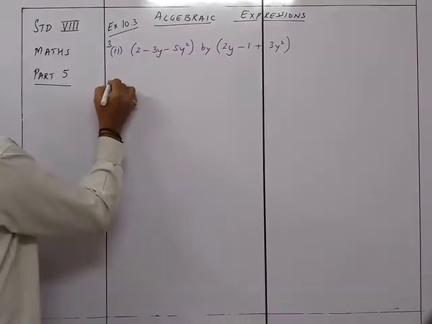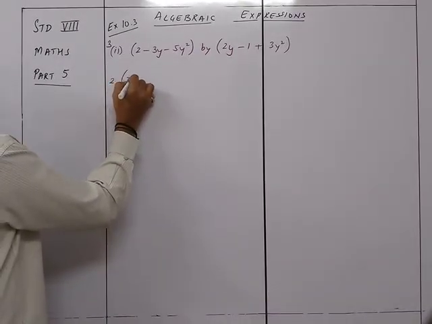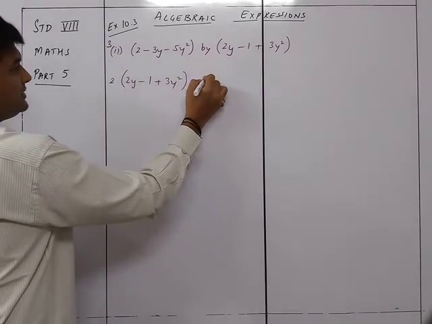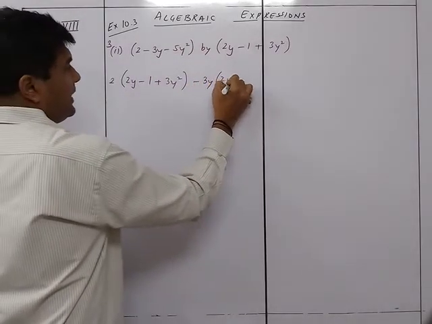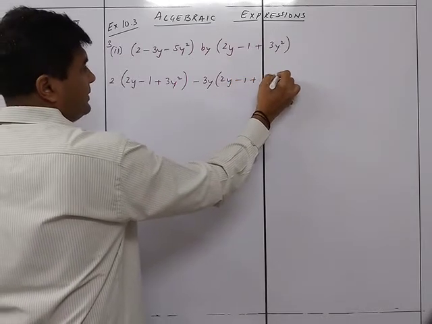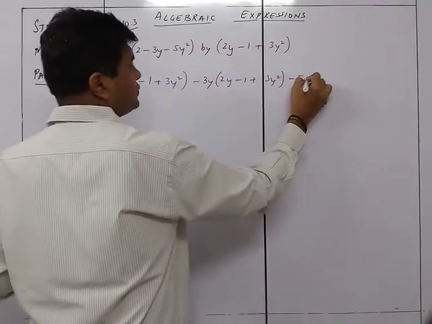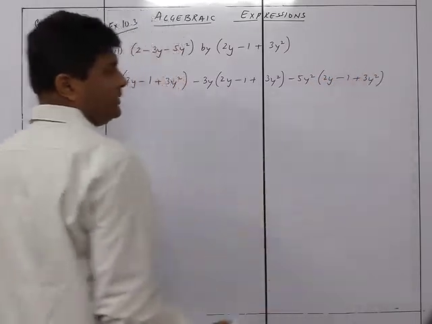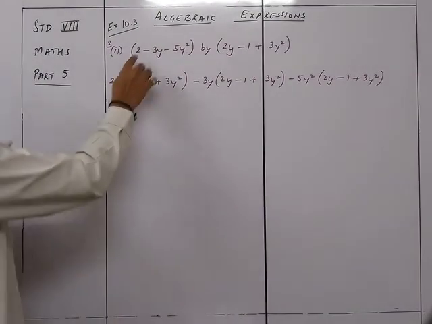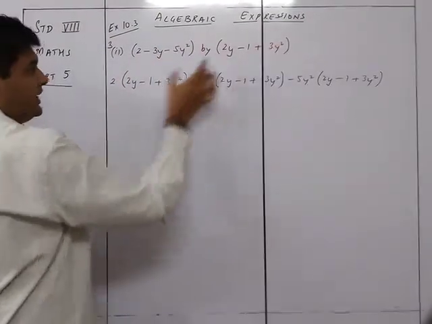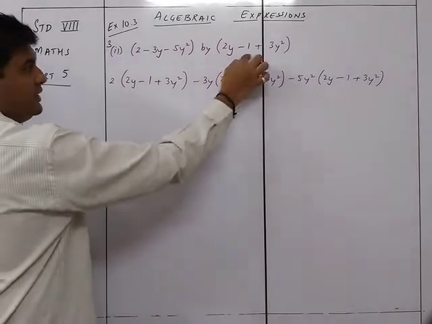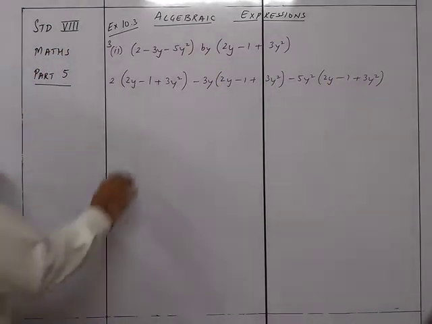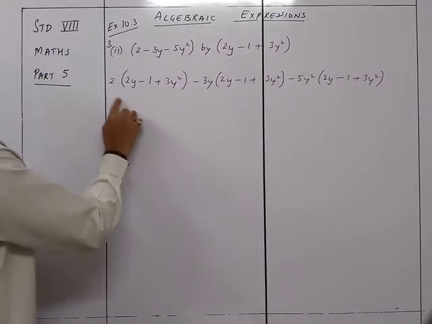So let's take this one. So it will be 2(2y minus 1 plus 3y square) minus 3y(2y minus 1 plus 3y square) minus 5y square(2y minus 1 plus 3y square). Got it? Easy thing. This first term multiply by the whole thing, second term multiply by the whole thing, third term multiply by the whole thing. Now open the brackets. So this into this, this into this, this into this.